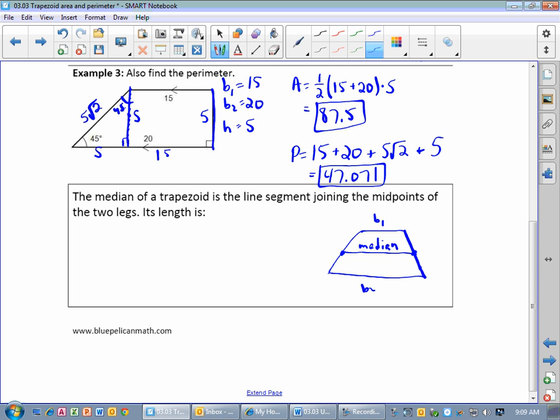If we average the 2 bases, we get the median. So we have 2 bases, and to find the median, it'd be base 1 plus base 2 divided by 2, which is the exact same thing as half of base 1 plus base 2.